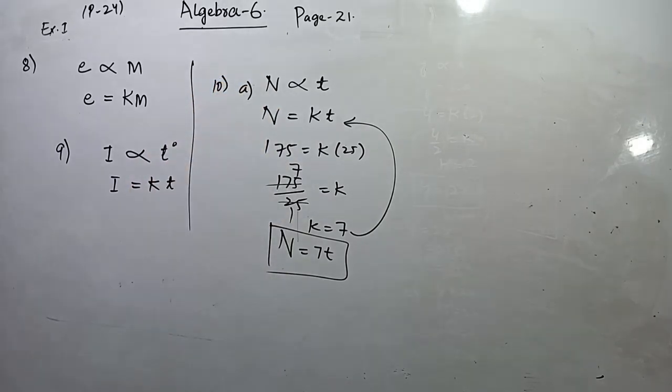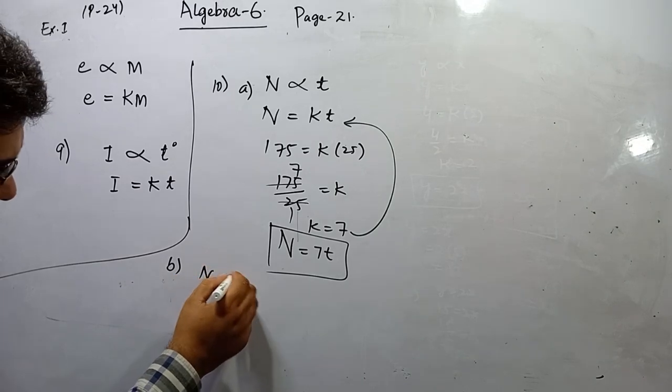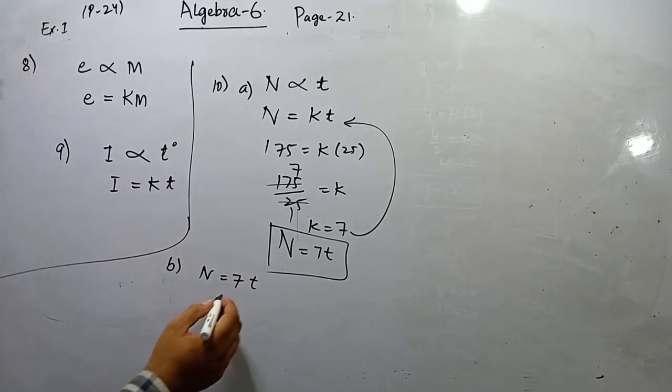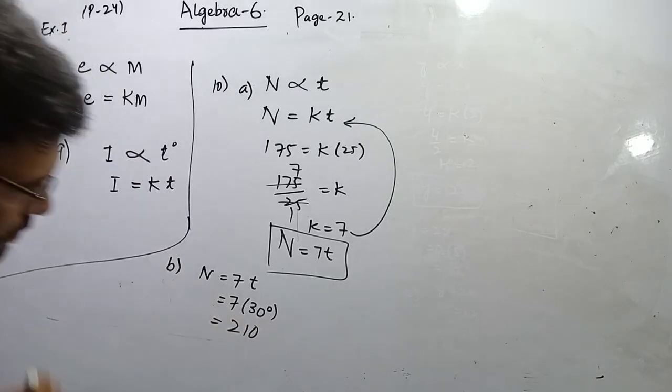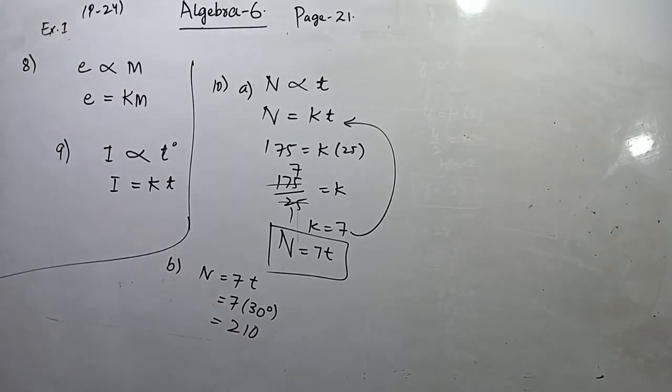Now you can see the B part: the pool's capacity is 200 people. Will people have to queue and wait if the temperature reaches 30 degrees Celsius? So for the B part, here we will write the formula N is equal to 7T. When temperature reaches 30 degrees, that means we will substitute the value of T as 30. That's 3 sevens are 21, so 210 people will be available for swimming. But in a swimming pool, we have the capacity of only 200. So we can say yes, the people have to make a queue and wait, because the capacity is 200 and it is crossing.